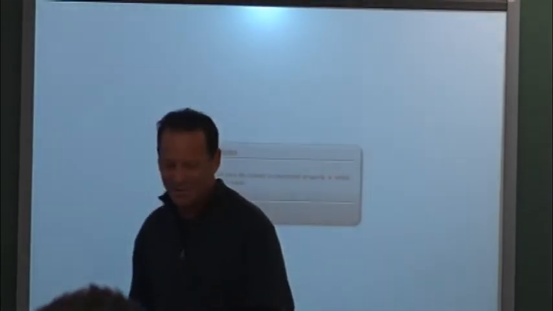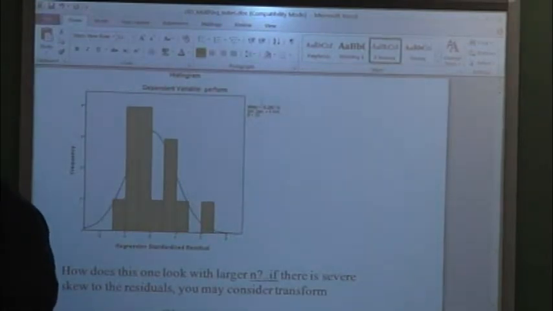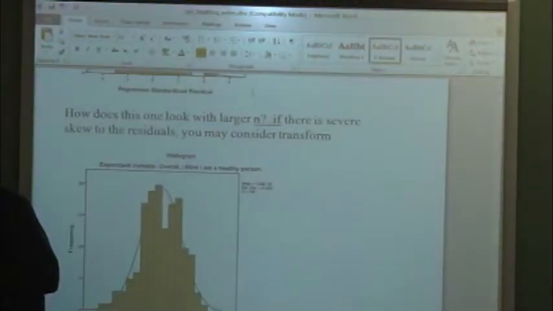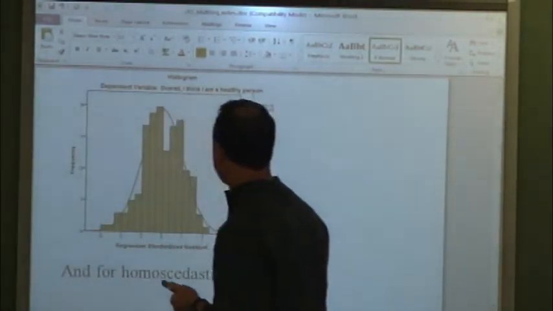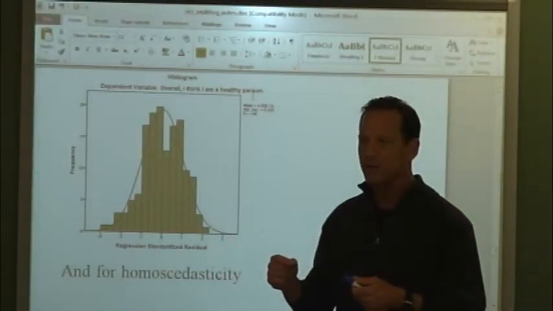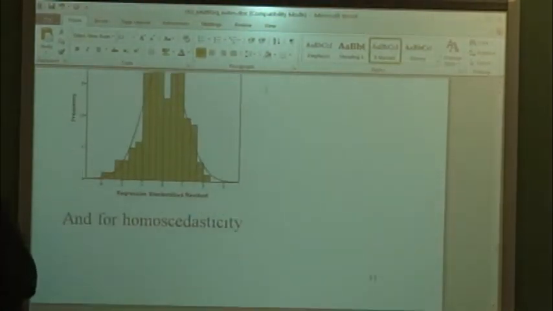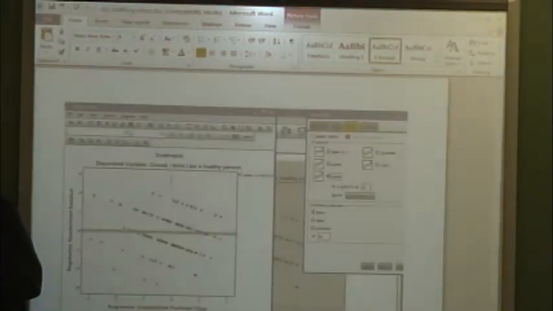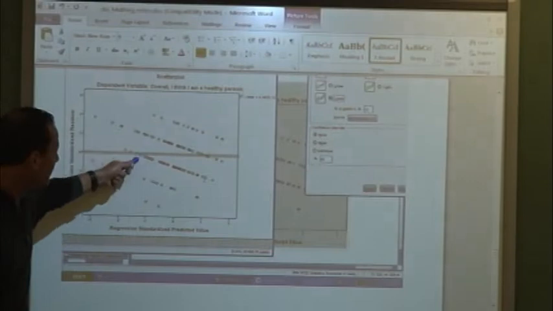So, you look at the standardized residuals, everybody, and you hope, A, they're distributed normally. Now, here we have some residuals. Overall, I think I'm a healthy person. It's interesting. This is a Likert item, which shows you even for an item that's Likert, you can have normally distributed residuals. So look at the residuals, everybody. Look at homoskedasticity. Homoskedasticity is going to look weird because it's a 5-point Likert item.